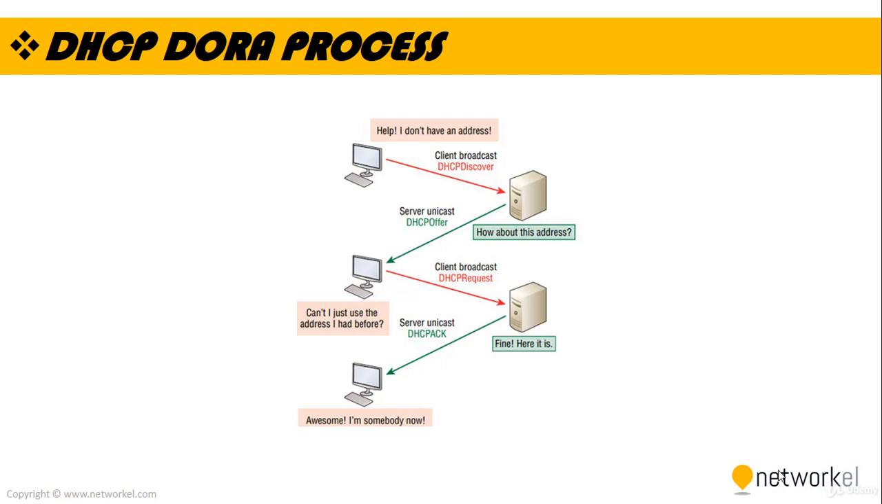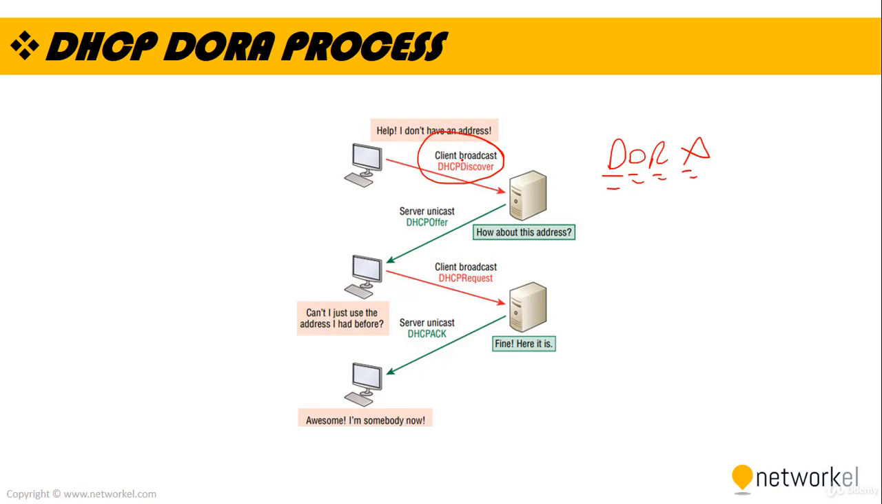The DHCP process goes through 4 stages while assigning an IP address to the client. These stages are often abbreviated as DORA: discover, offer, request, and acknowledgement. In the discovery stage, the client sends a broadcast message on the network, as you can see here, and searches for an active DHCP server.